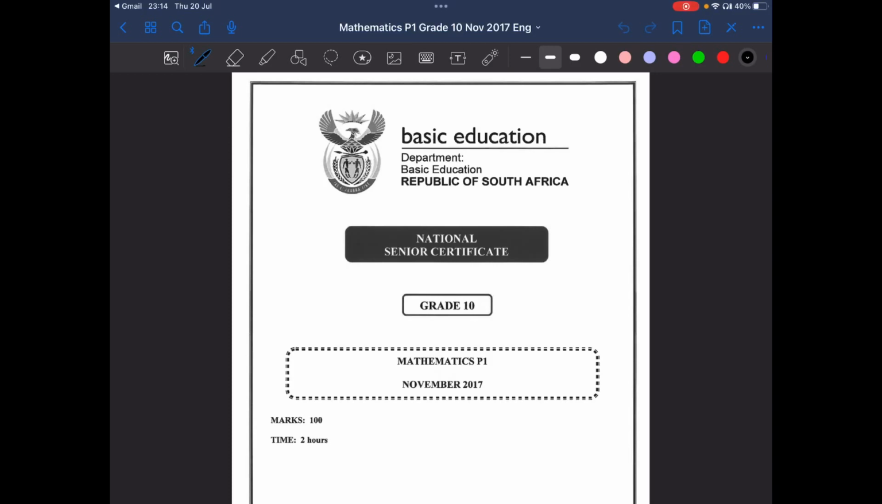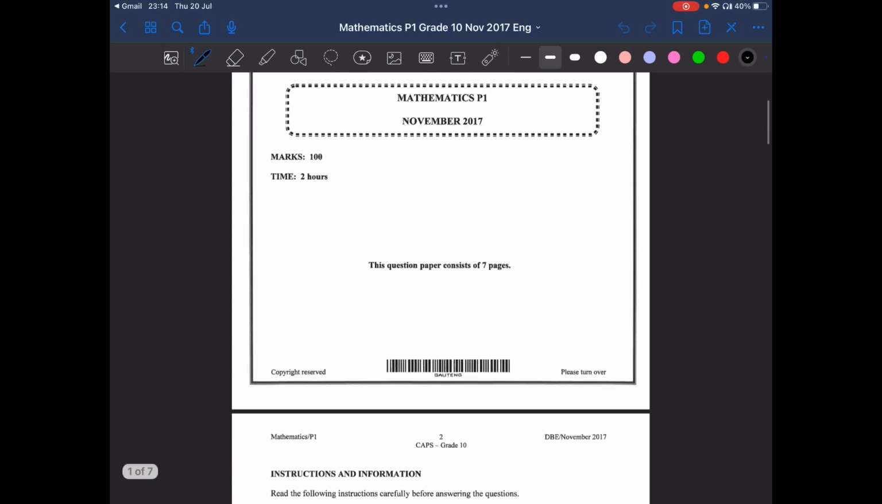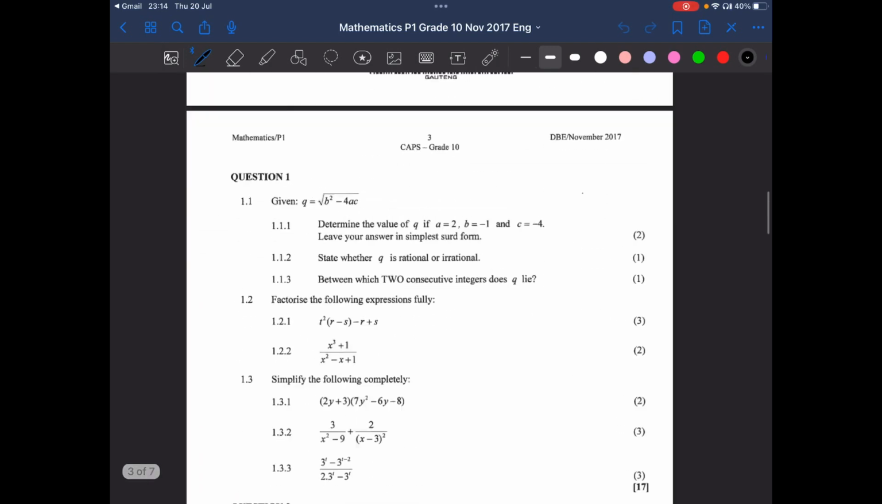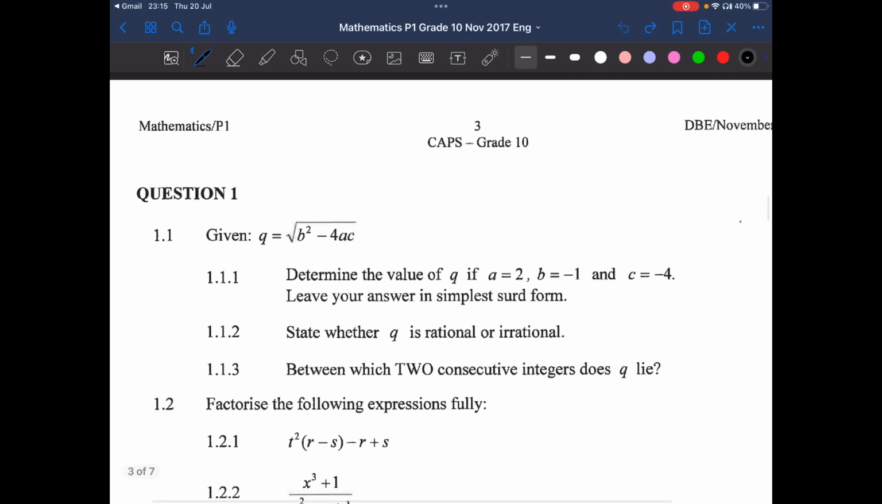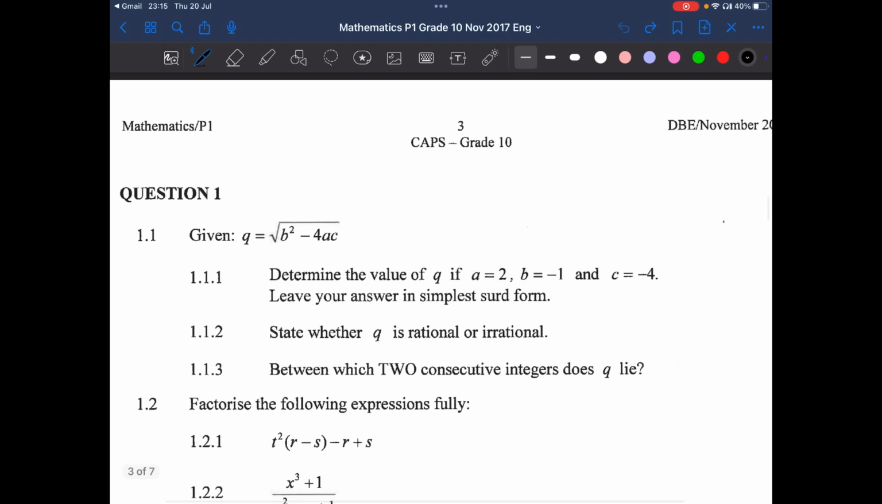Okay, here we will look at the 2017 paper 1 for maths grade 10. First question says, given that q is equal to the square root of b squared minus 4ac, determine the value of q if a equals 2, b equals minus 1 and c equals minus 4, and they're asking us to leave the answer in the simplest surd form.